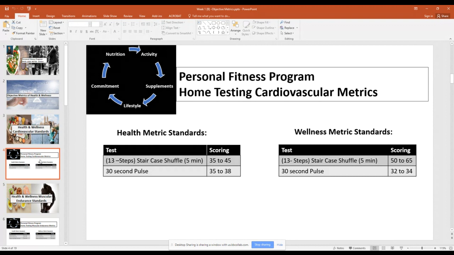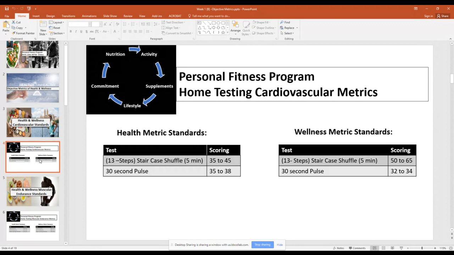And then you also want to perform a 5-minute staircase. And I'm calling it a shuffle. You can move as quickly as you want to in the 5-minute period, with these being some of the goals to achieve. But put your number in that yellow box category in the survey. Okay, that's the cardiovascular standard.